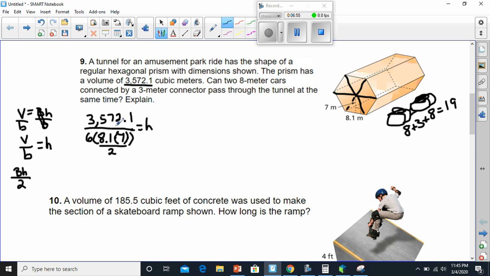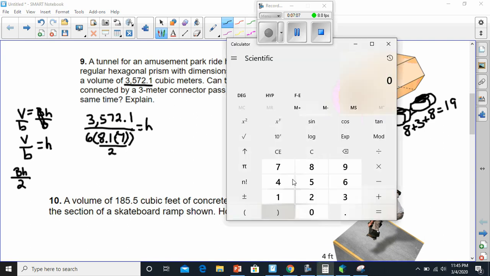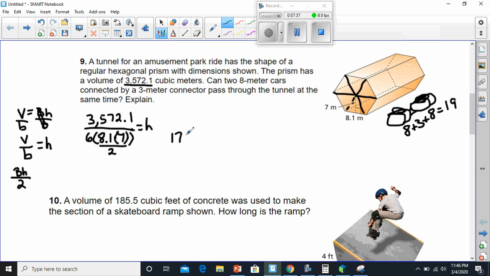So first we're going to have to take this number here. Well, let's find what this is first, and then we'll know what to divide this by. If I get my calculator, we're going to take 6 times 8.1 times 7 divided by 2. That's going to give me 170.1. So this is really 170.1.